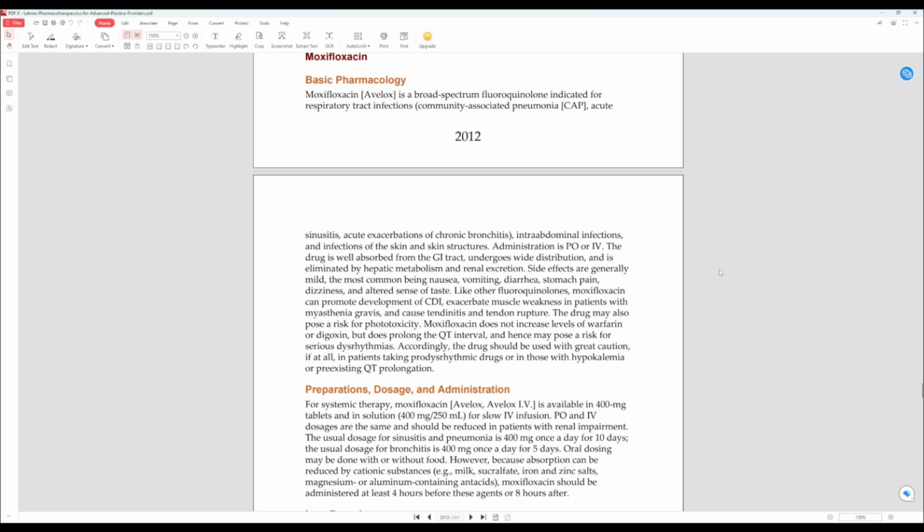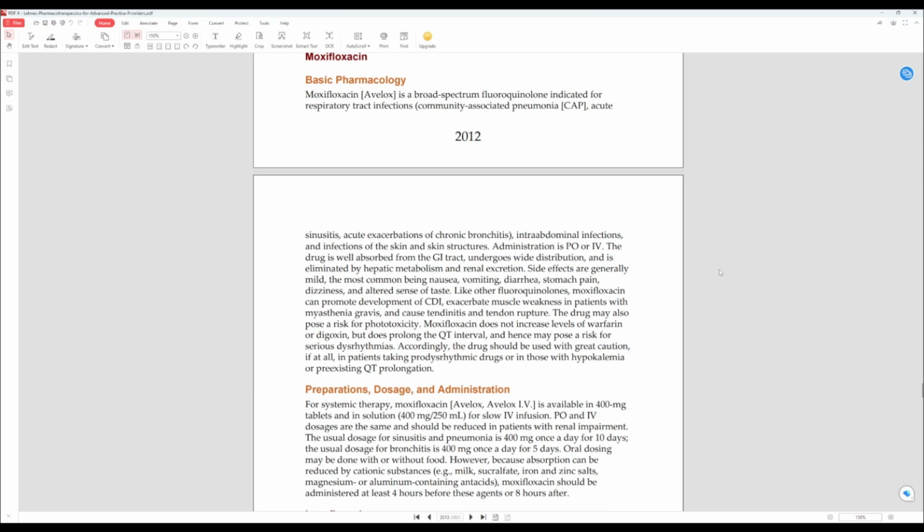The drug is well absorbed from the GI tract. It undergoes wide distribution and is eliminated by hepatic metabolism as well as renal excretion. Side effects are generally mild, the most common being nausea, vomiting, diarrhea, stomach pain, dizziness, and an altered sense of taste. Similar to other fluoroquinolones, moxifloxacin can promote the development of CDI, exacerbate muscle weakness in patients with myasthenia gravis, and cause tendinitis and tendon rupture. The drug also poses the risk for phototoxicity.